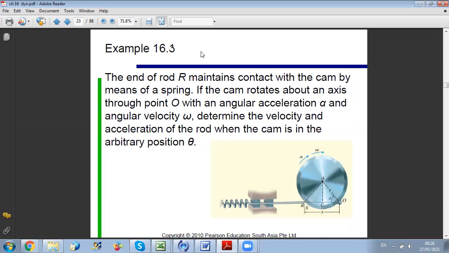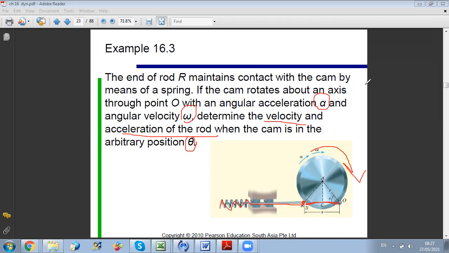So what do we have here? We have a spring connected to a rod, and the rod is at this level in contact with the cam. As you can see, as the wheel rotates, this distance will vary, which will cause motion of the rod. It's an oscillation of the rod. So here, we want to correlate the motion of the rod with the rotation. Our purpose is to find the velocity and acceleration of the rod as a function of our variables, which are theta, omega, and alpha, which characterize the rotational motion of the wheel.